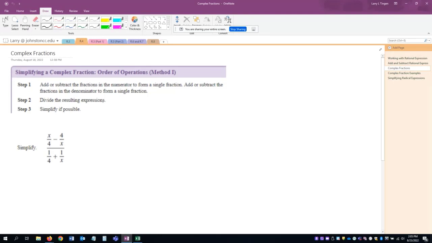All right, so let's deal with complex fractions now. It's odd that mathematicians weren't more careful here. Complex fraction seems to indicate complex numbers, but it's not.